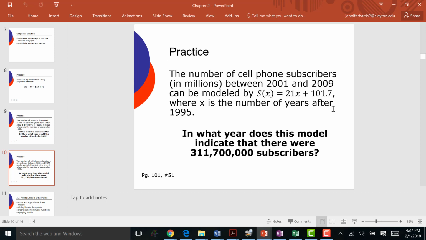Alrighty? In order to do that, do we have an equation? If you have an equation, should you be using it? Yes. If you have an equation, you're always going to plug in an X or a Y. You got to plug something into one of them. So, in this particular case, to find the X value for that particular year, I've got to plug in what? I'm going to plug in 311,700,000 in for Y in the equation. Okay?